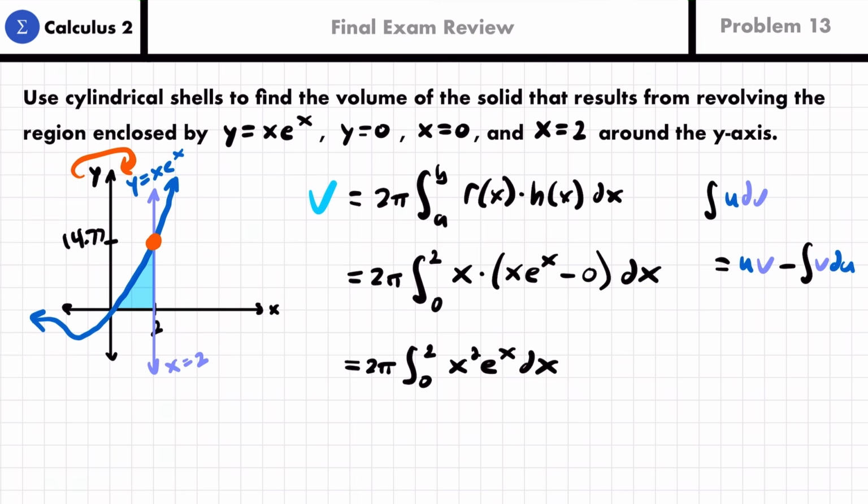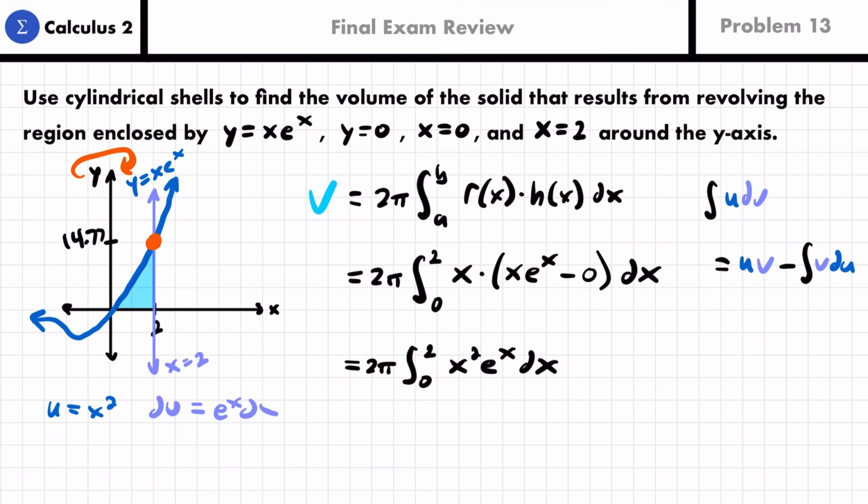And in this case, x squared gets simpler when you differentiate it. It goes from being a quadratic expression with a power of 2 to just a linear expression with a power of 1. All right, e to the power of x, on the other hand, when you take the derivative of it, just stays the same. So let's do that. We'll let u be equal to x squared, which means that dv will be equal to everything else, that being e to the power of x times dx.